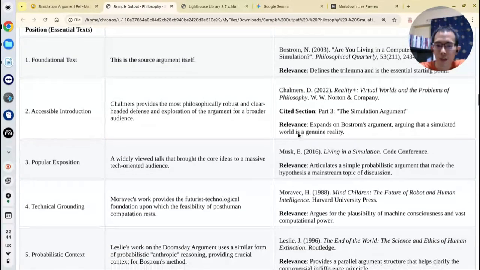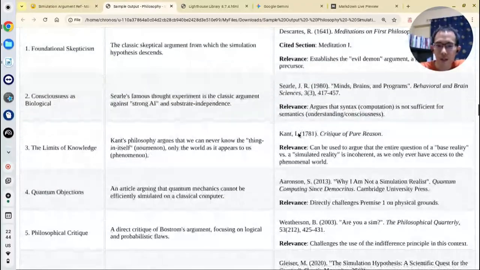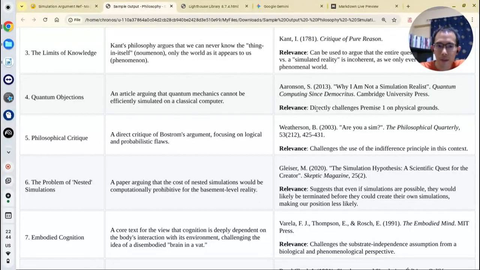Bostrom, Chalmers, Elon Musk. One of these I looked up and it's not real, but if you look up "why I'm not a simulation realist," you have a whole lot of replies that are interesting. Some of them, not all of them. So you can follow these leads, and definitely you'll be led to interesting ideas.